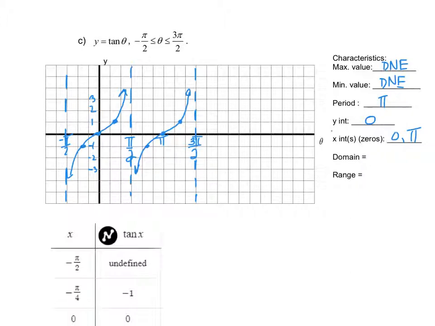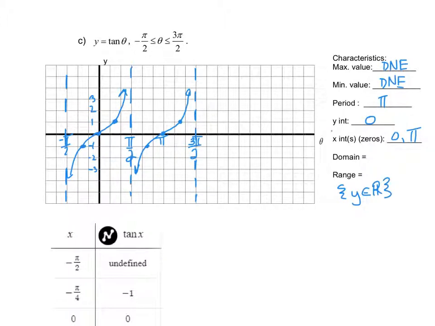So my range would be y is an element of real, or the real number system, and that's because it goes up forever and down forever, so I'll hit every y value there. Now I have to talk about the domain, and you'll see that right here it doesn't exist, right here it doesn't exist, right here it doesn't exist. That's going to continue forever and ever as we go in both directions.